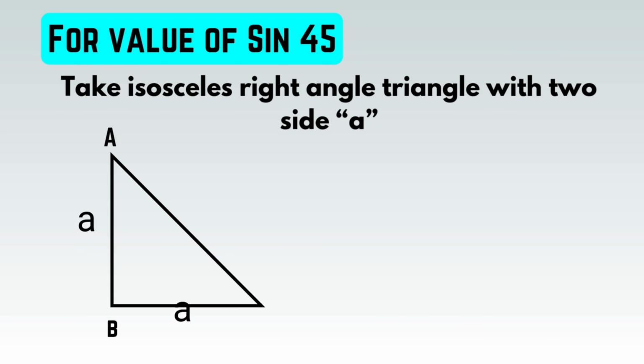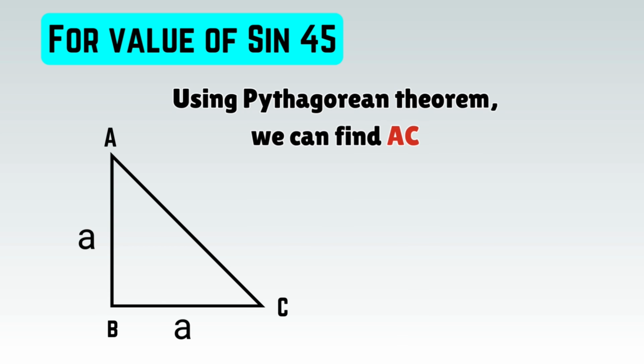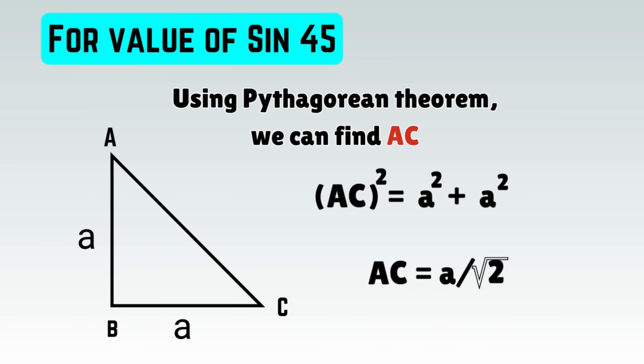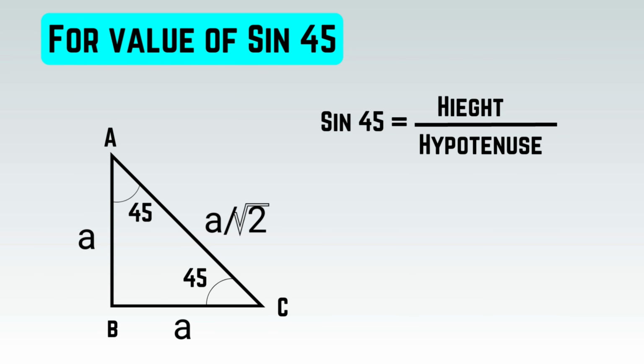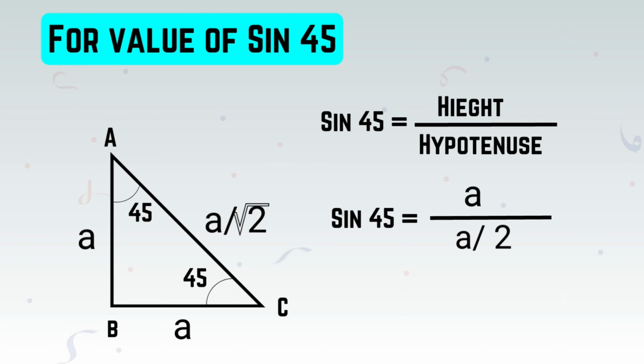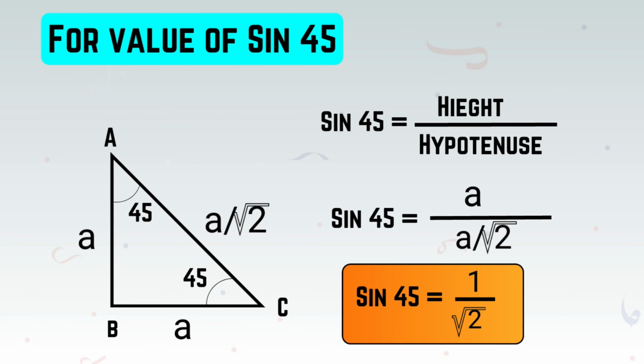Take an isosceles right angle triangle which has two sides A. We have to find AC by again using the theorem. By solving the equation, we will get it as A root 2. In an isosceles right angle triangle, two angles are 45 degrees and one is 90. Just do the same to get the value of sin 45 degrees, which is 1 by root 2.